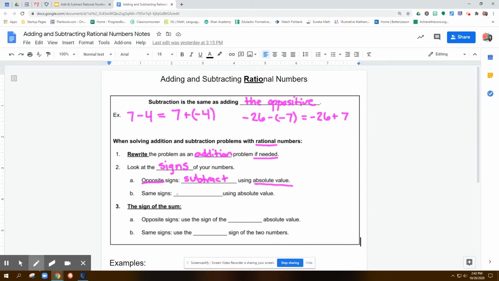If they are the same signs, the good news is we just continue to add using absolute value. Then we'll talk about the signs in step 3. If the signs were opposite, we need to use the sign of the greater absolute value. If they were the same signs, we just use the common sign of the two numbers. In other words, if they were both negative, we stay negative. If they were both positive, we stay positive.